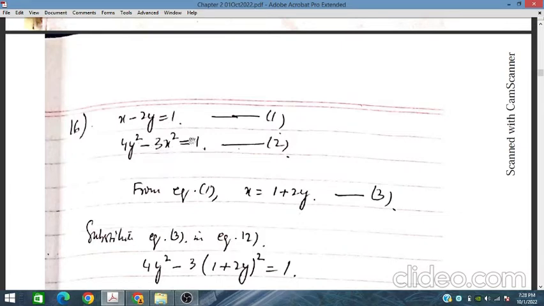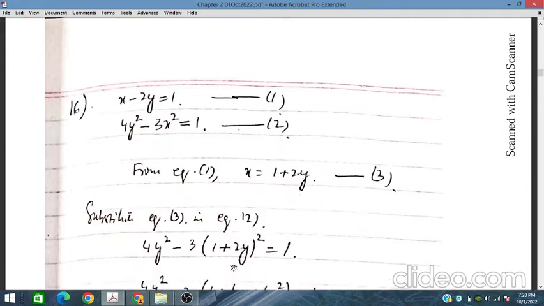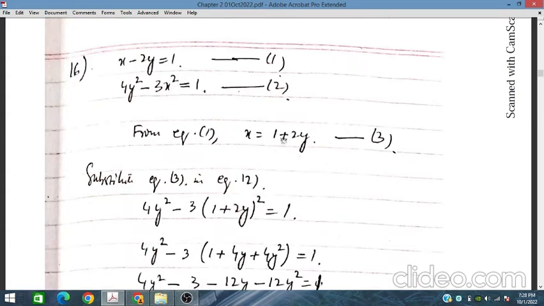x minus 2y is equal to 1, 4y square minus 3x square. x is equal to 1 plus 2y or 2y plus 1. So from equation 1 we make x the subject. In place of x we can place this value. So here in place of x we will place 1 plus 2y. So we have placed 1 plus 2y in equation 2.